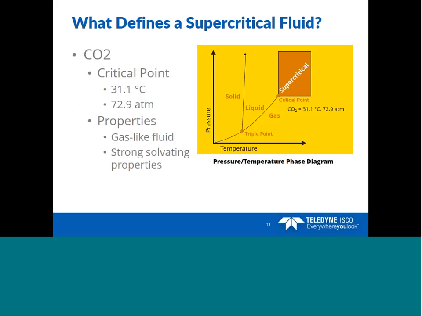What defines a supercritical fluid? For CO2, it is anything above the critical temperature of 31.1 degrees Celsius and the critical pressure of 72.9 atmospheres. Then, as the pressure temperature chart shows, any fluid above the critical temperature will be considered a supercritical fluid. This fluid will have gas-like properties, where the fluid cannot be compressed back into a liquid regardless of how much pressure is applied. And fluids in the supercritical state will have strong solvating and diffusing properties.